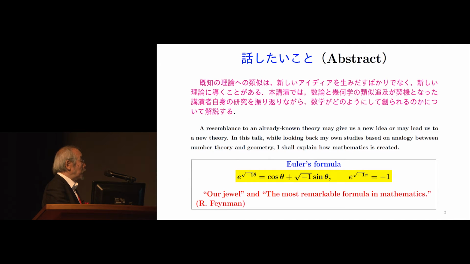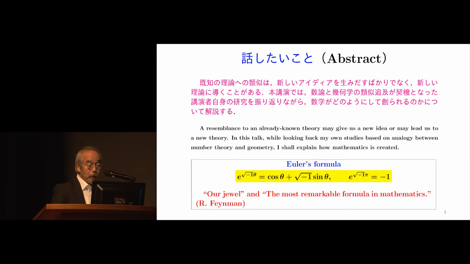You can see Euler's formula: the exponential function and the trigonometric functions are connected. And Professor Feynman said this is our jewel. But the exponential function comes from the need to simplify numerical calculation, and the trigonometric function comes from the trigonometry necessary to measure the land. These 2 completely different functions from different origins are now connected in the world of complex numbers.